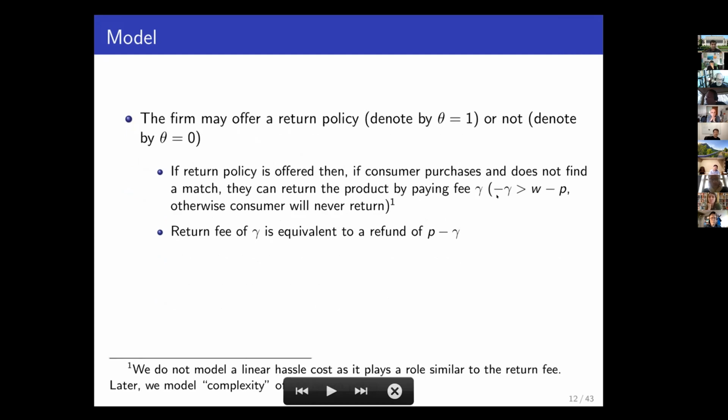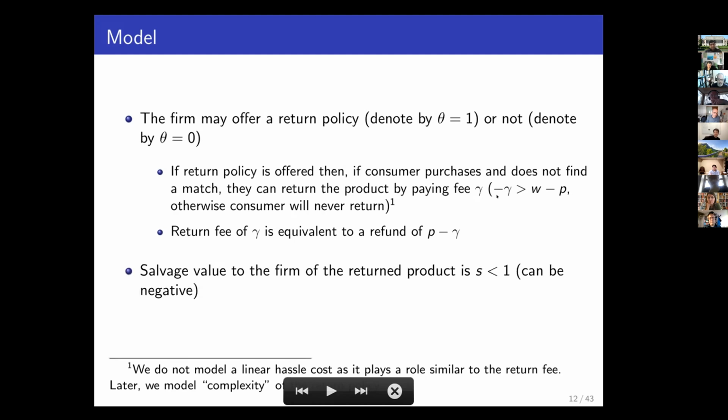So they're equivalent. Now I want to point out that a lot of the previous literature models some sort of a hassle cost in return, that the consumer incurs, just like a cost in search. You incur a cost which just dissipates in returning the product. We don't model that. We had it in the early version, but this plays a role very similar to the return fee and doesn't really add much to the insight. So we just assume that away. But later I do model the complexity of a return policy, which again I'll talk about.